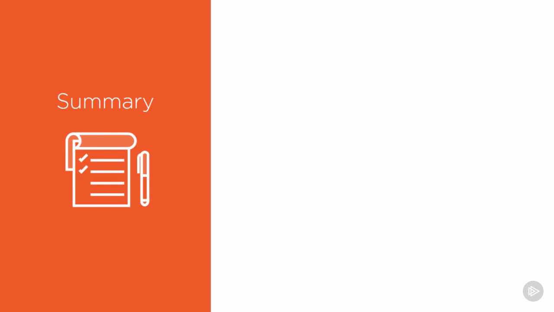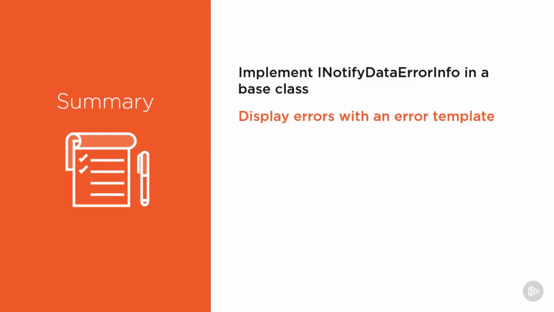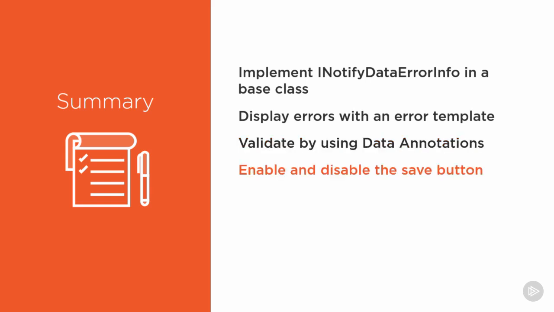In this module, you learned how to implement the INotifyDataErrorInfo interface in a base class. You have also learned how to display errors with an error template, and you have seen how you can validate by using data annotations. With the validation in place, we were also able to enable and disable the Save button in the Friend Organizer application.